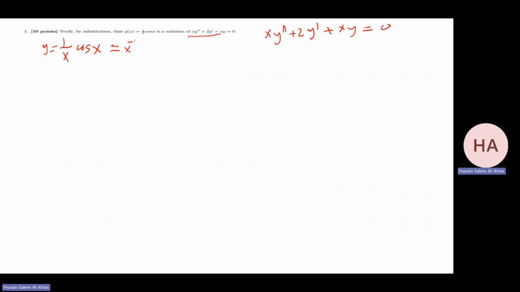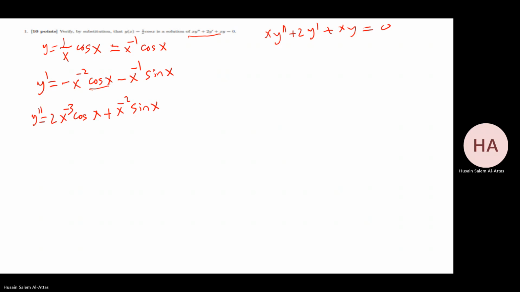Yeah, I can rewrite it as x to the power minus 1 cosine x to make the calculation easier. y prime is minus x to the power minus 2 cosine x minus x to the power minus 1 sine x. I'm doing product rule. Do it again. y double prime will be 2x to the power minus 3 cosine x plus x to the power minus 2 sine x, since the derivative of cosine is minus sine.